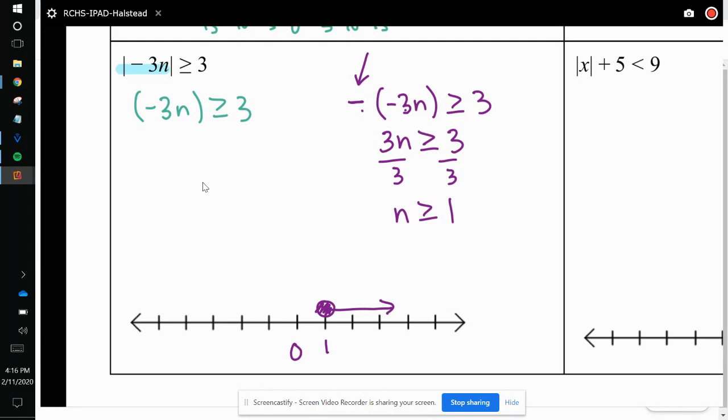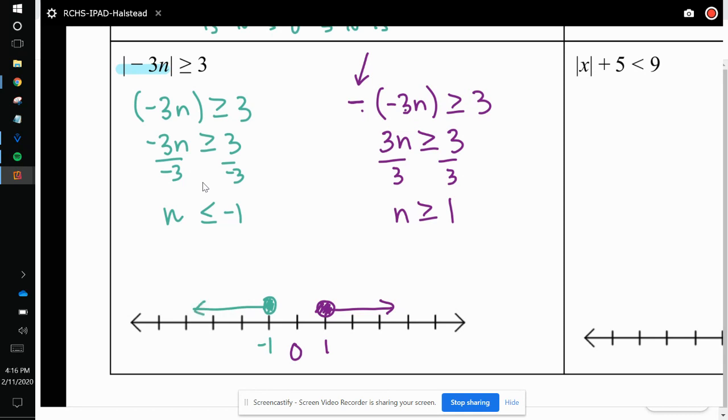All right, in the green, -3n is greater than or equal to 3, so I'm going to divide by -3. Look here, I'm dividing by a negative, so I'm going to go ahead and flip the sign. 3 divided by -3 is -1, and so n has to be less than or equal to -1. So I'm going to go to -1, give myself a closed dot. Less than is to the left.